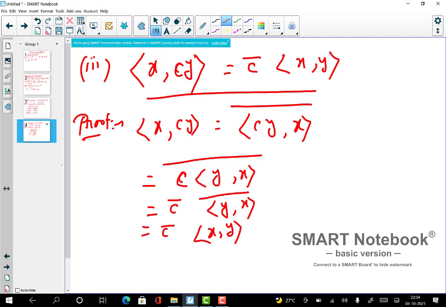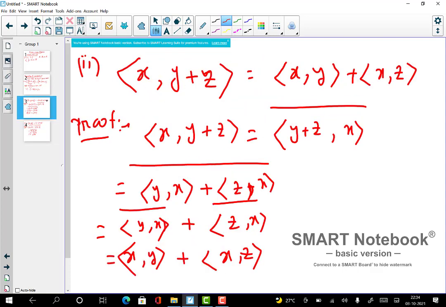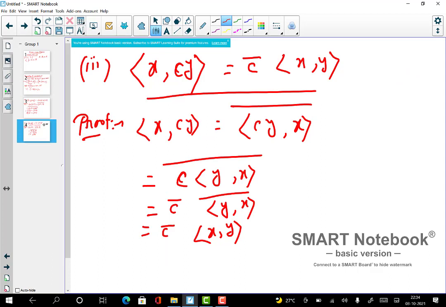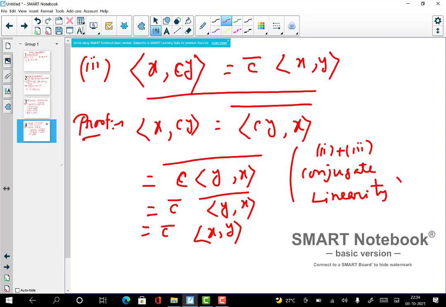And this property number 2 and 3, together you can say that the inner product is something called conjugate linear in the second argument. Okay, so property 2 plus property 3, together they are called conjugate linearity. The inner product is conjugate linear in the second argument, okay?